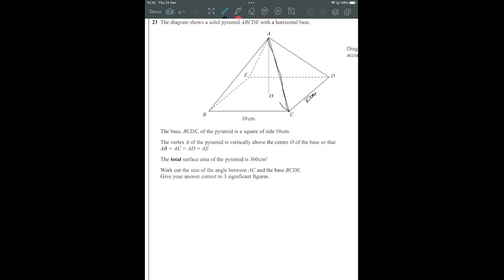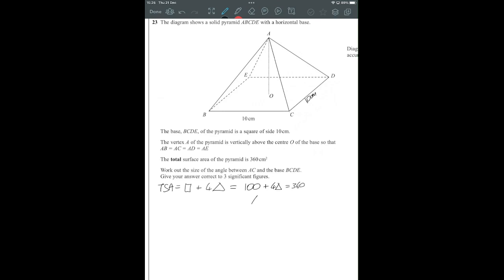So our final step is probably going to be using that triangle AOC. Before we do that, we don't know AO. We could work out OC fairly easily, but we'll do that later. AO is going to be the problem. Now, the only thing we've been told is the total surface area. Well, the total surface area is made up of the base and 4 of those slanted triangles. The base we can work out is 100 plus 4 triangles is 360.